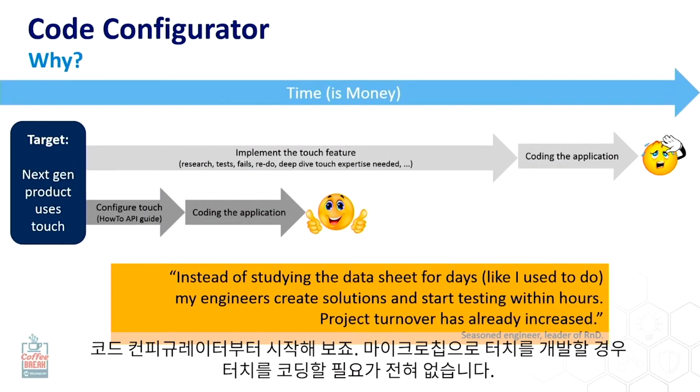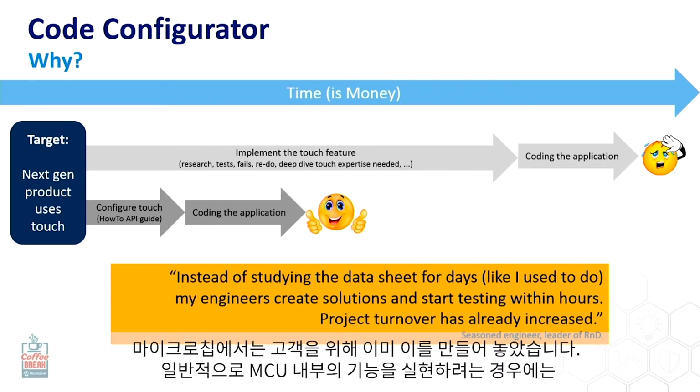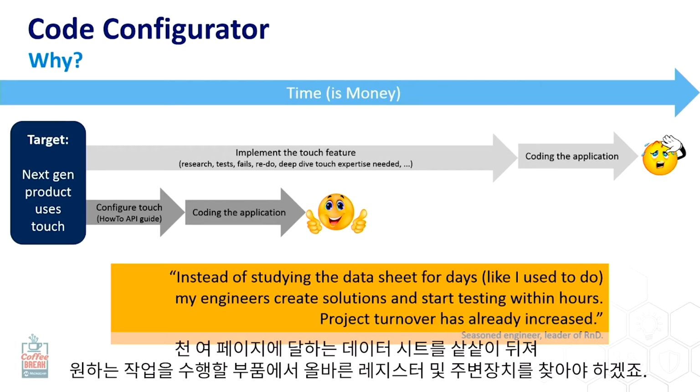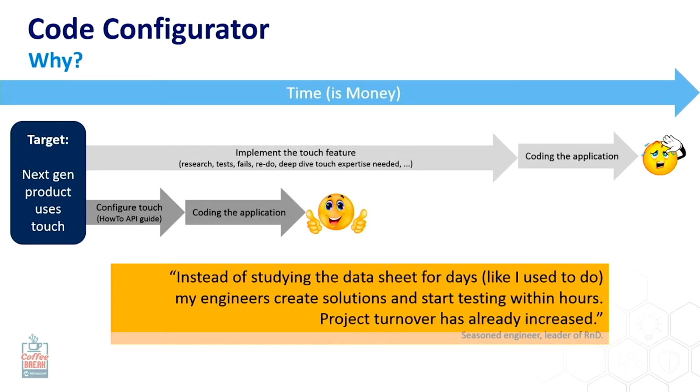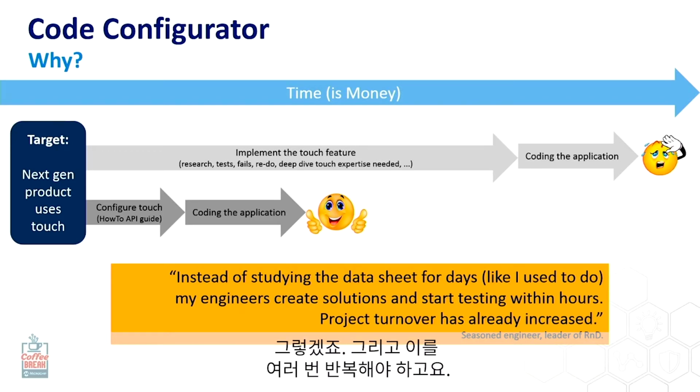Because it is important to understand if you do touch with Microchip, there is no need to code the touch at all. Okay. We already did that for you. So usually when you want to realize a function inside an MCU, you will crawl through 1,000 pages of a data sheet, find the right registers and peripherals on that part to do what you intend. Right. So you have to do some research, some testing. You need some expertise in order to get all of that. Absolutely, and there's a lot of iteration with that, yes. And then you are eventually happy with the functionality.